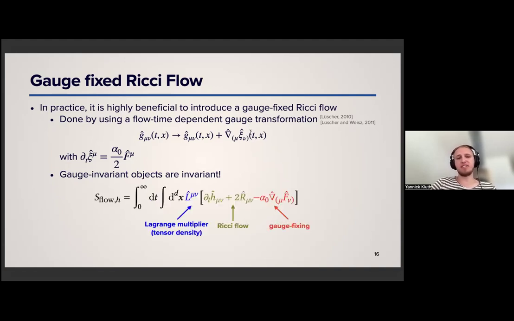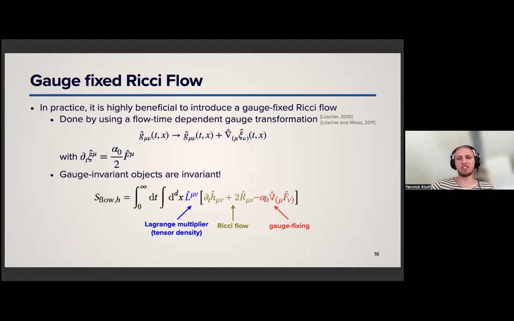What this gauge fixing does for us is that we can introduce a gauge fixing parameter into the Ricci-flow action here. Before, we simply had the Lagrange multiplier and the Ricci-flow. We now introduce also a gauge fixing that's proportional to alpha naught, and we can use this in particular to simplify the Feynman rules that we have for the flow lines, for example, and also for the vertices, of course.